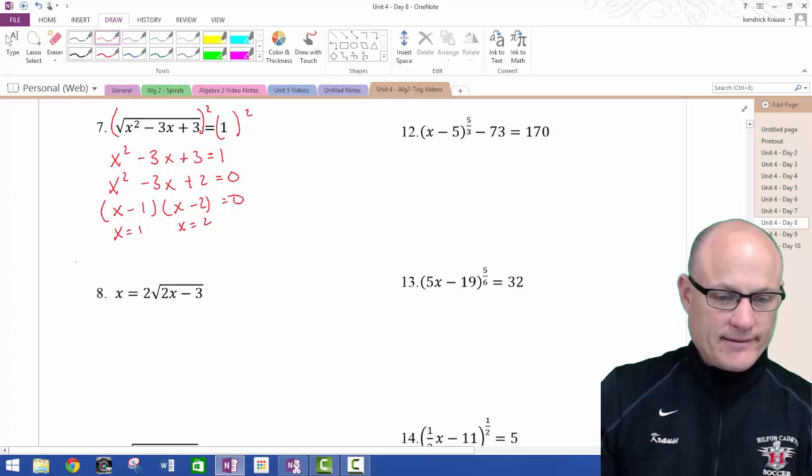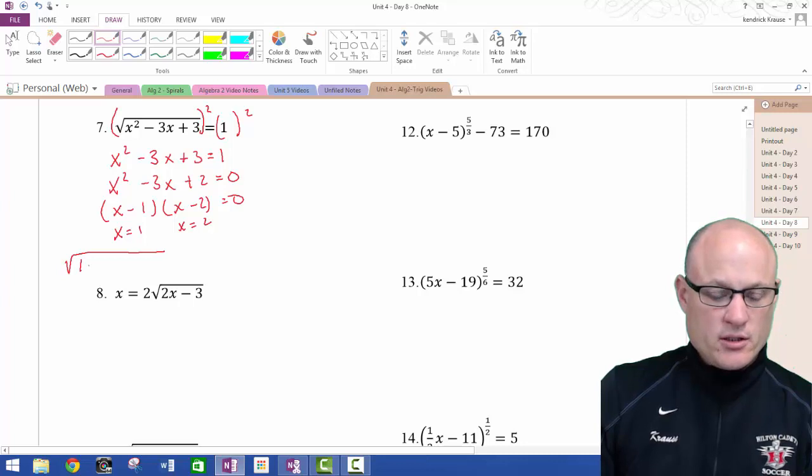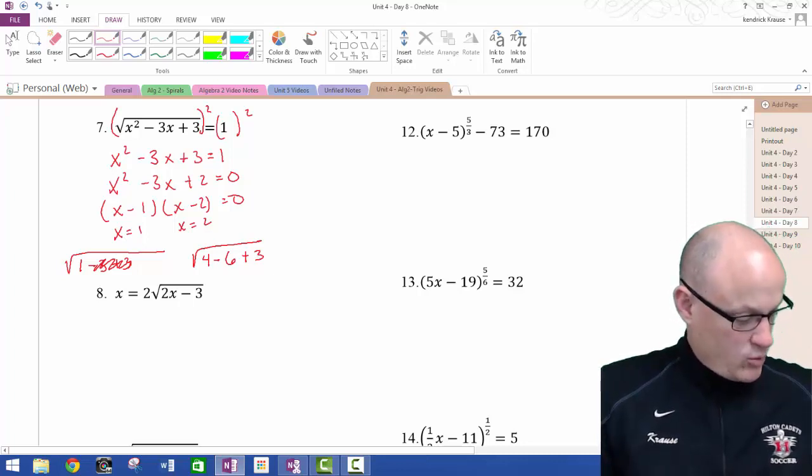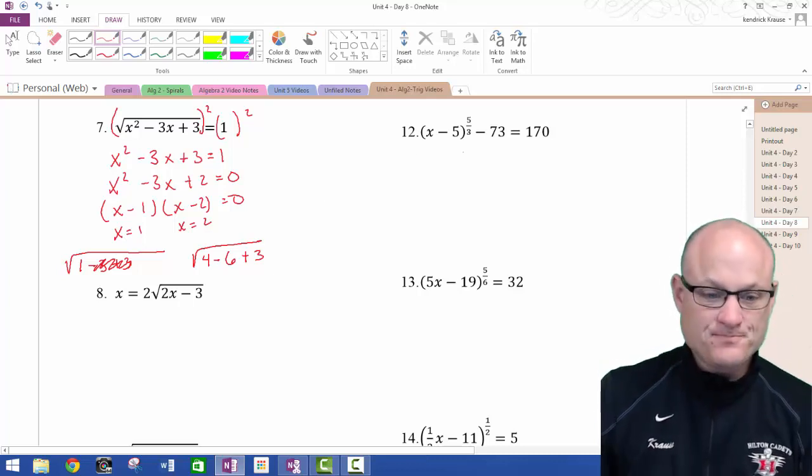Oh my gosh, checking these. Let's do it. I'm going to try to do it like this. 1 squared is 1, minus 3 times 1 is minus 3, plus 3. Well, minus 3 plus 3 turned out to be just 0, and I get the square root of 1, and that's 1. Let's try 2. 2 squared is 4, minus 3 times 2 is 6, plus 3. Well, really that's negative 2 plus 3, which is 1. The square root of 1 is 1. That works as well. So we're good.